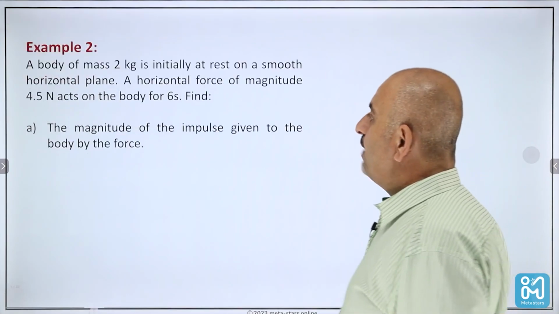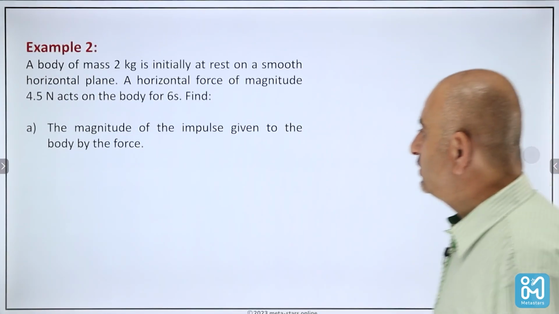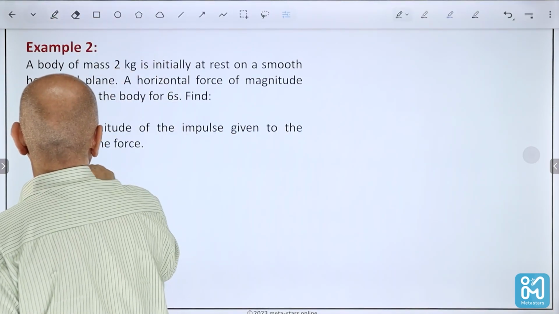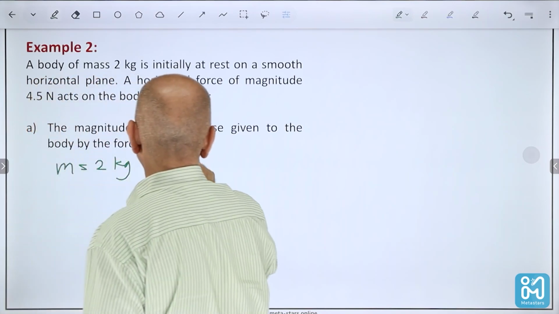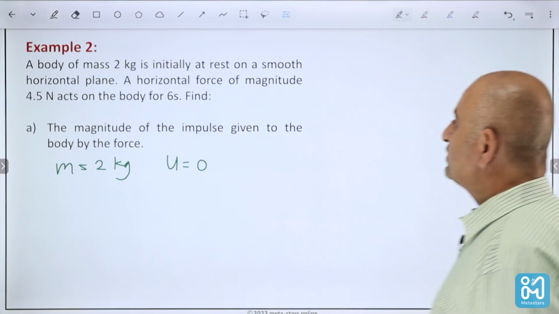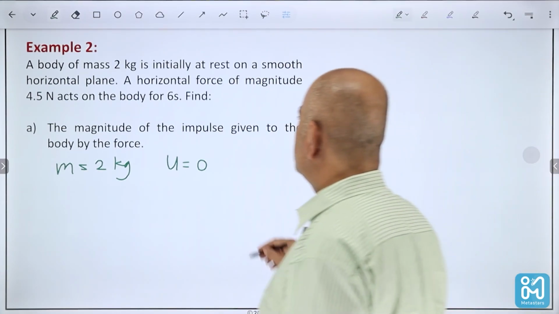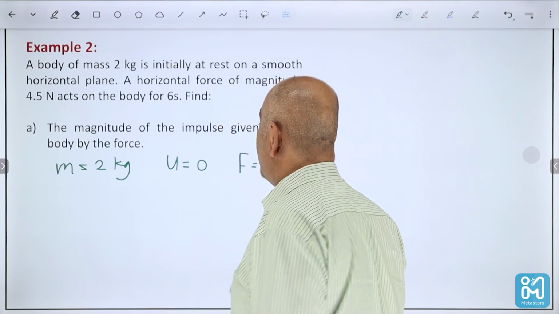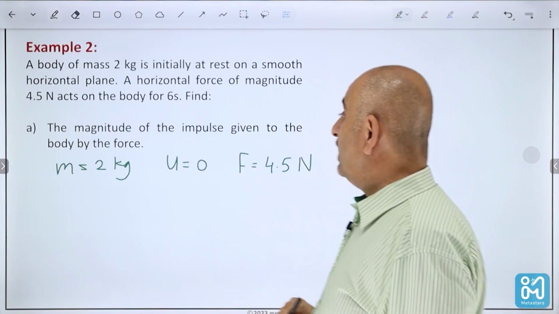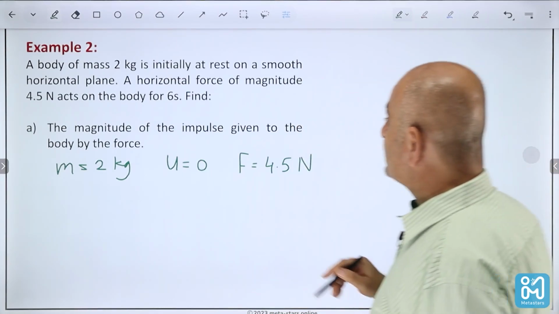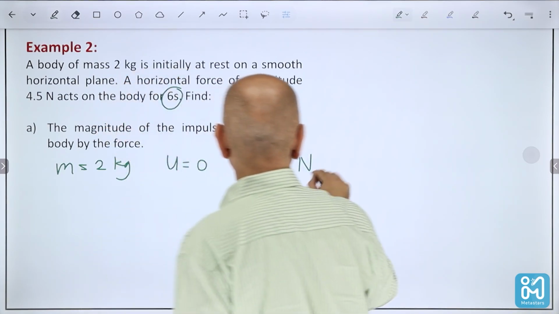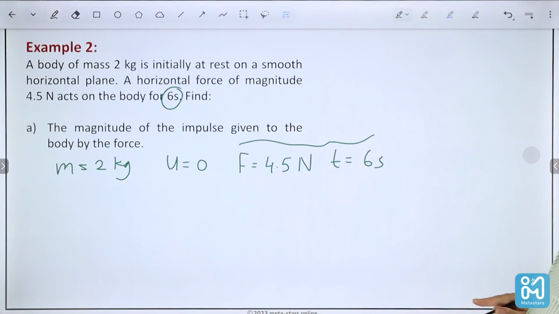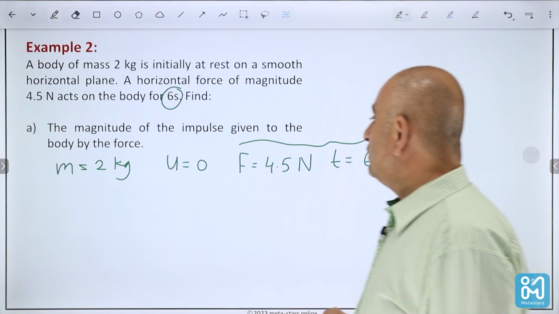What we got next? A body of mass 2 kilograms, initially at rest, so the initial velocity is 0, on a smooth horizontal plane. A horizontal force of magnitude 4.5 newtons is applied onto the mass, which was stationary. The force was applied for 6 seconds. That is going to allow us to calculate the impulse of that force, because impulse equals force times time. What's the magnitude of the impulse given to the body?